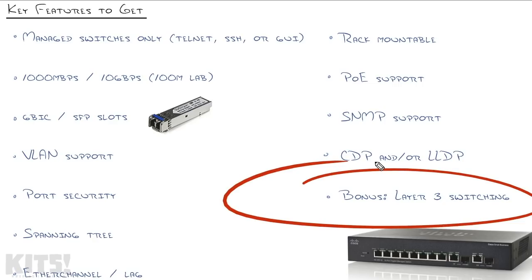Now I'll mention the bonus feature at the very end, layer 3 switching. Actually, the Cisco SG300 10-port has this feature. It allows the switch to be a router. We're not going to do much of that in this series, if at all, but it's a really cool feature to have when you graduate to larger switch networks.